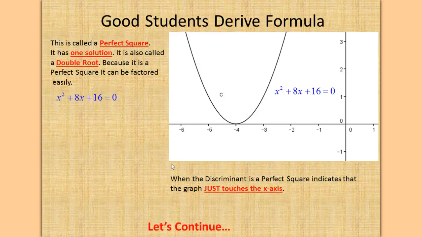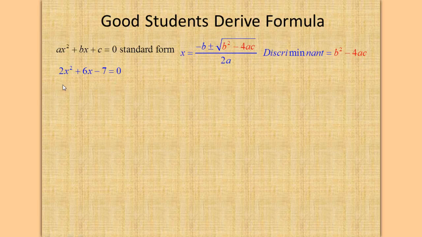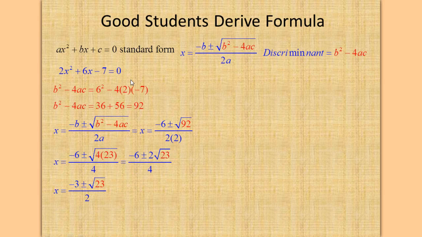Okay. Let's continue. Here's another equation, 2x squared plus 6x minus 7. And as before, we'll go A equals 2, B equals 6, and C equals minus 7. We plug in our numbers, and we do the multiplication, and we get the discriminant equals 92.